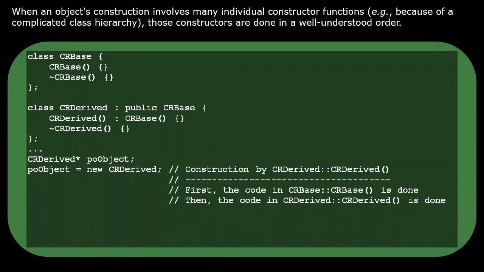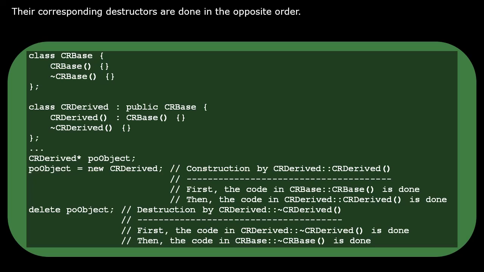When your software has complications, like a class hierarchy, an object's construction and destruction will involve many individual functions because of all the base classes and composition objects that might get involved. In a previous video, we discussed the ordering in which those constructor functions will get done. The corresponding destructor functions will be done in the opposite order.